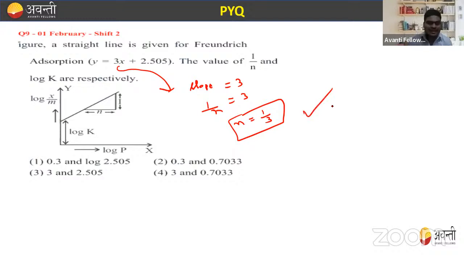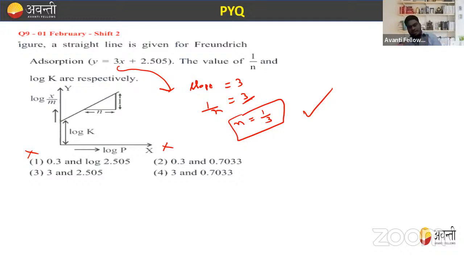And we can find n, right? And the value of 1 by n is what? 3. The value of 1 by n is 3. So out of these, this option is neglected. Out of options 3 and 4, one option is correct, right? Let's see which out of these two is correct.